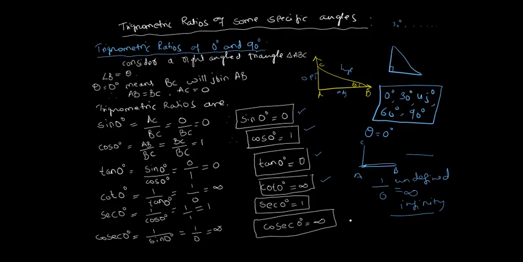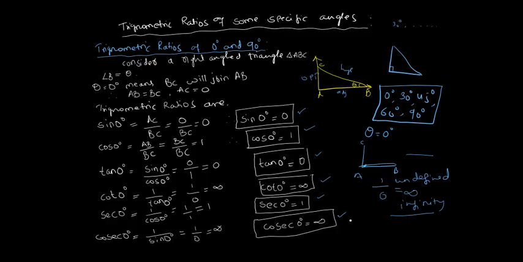Secant 0 degree equal to 1 by cos 0. Already cos 0 is 1, so 1 by 1 will be 1. Again cosecant 0 will become infinity because we come across 1 by 0. So these are the trigonometric ratios for 0 degree.